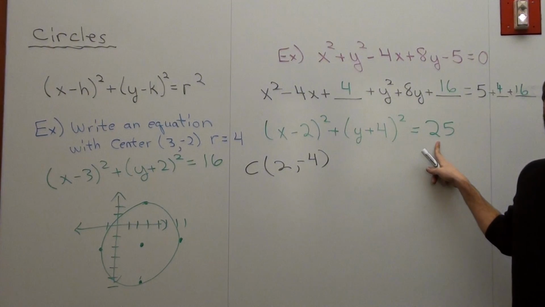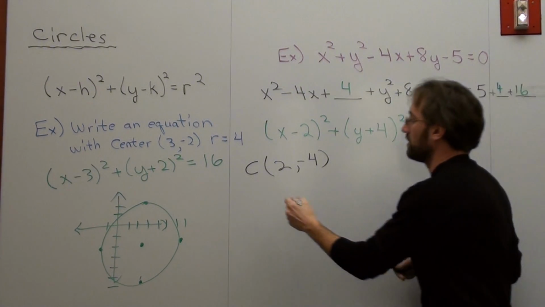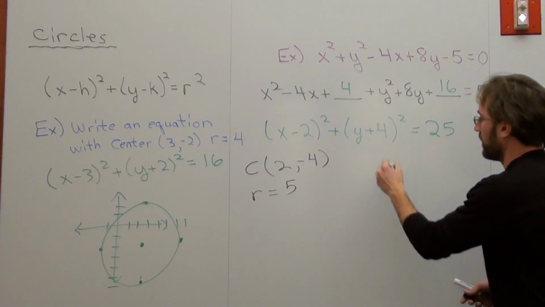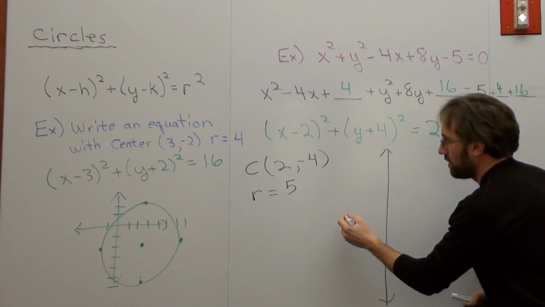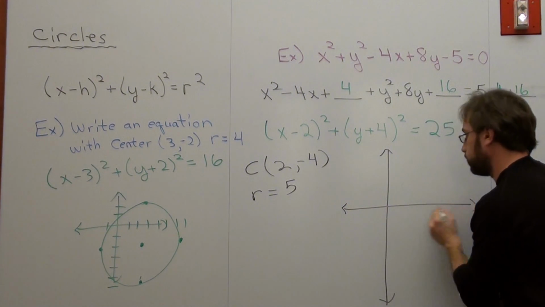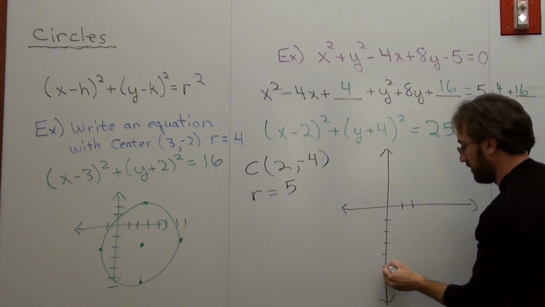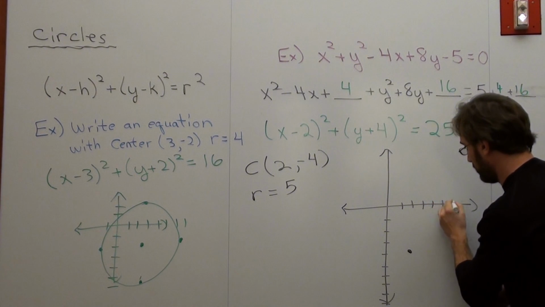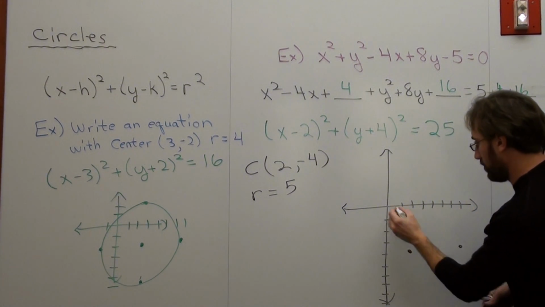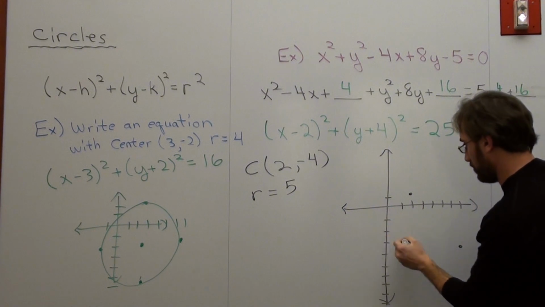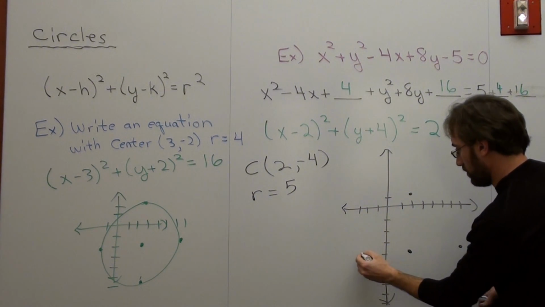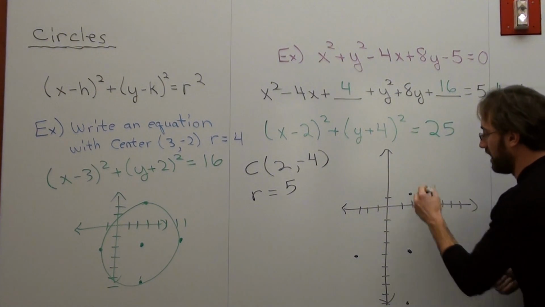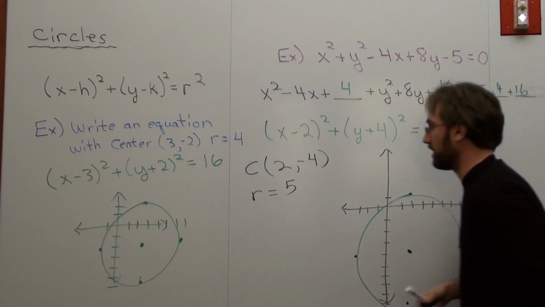If somebody asks you what the radius is, you take this number and you take the square root of it, and it's 5. And if I wanted a very elementary type of drawing, I could do it very quickly. So 2, -4. Connect all the outside points. There you go, you got yourself a circle.